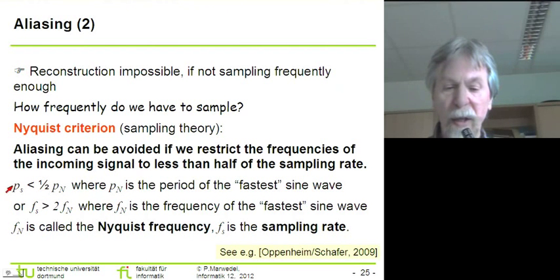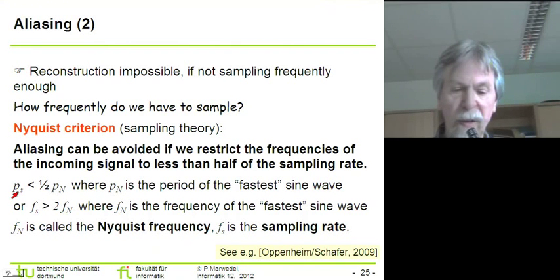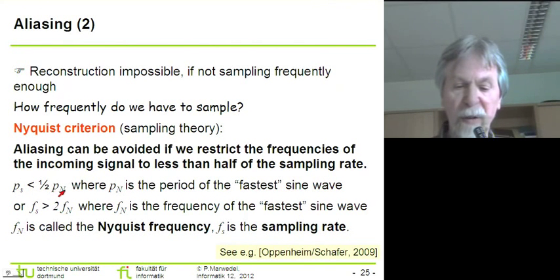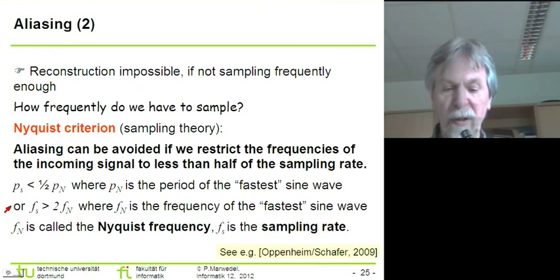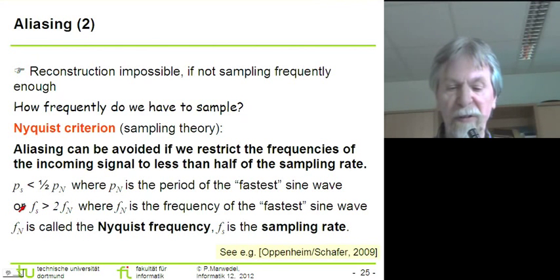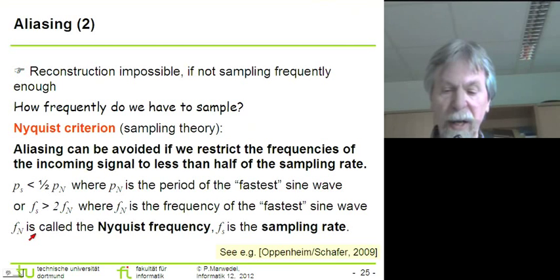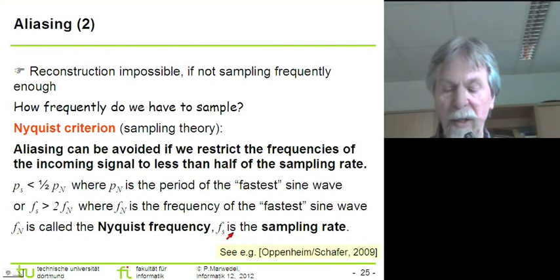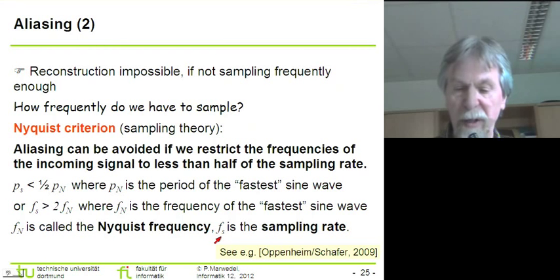That means the period of this sampling rate must be less than half of the period of the fastest sine wave that we have in our input signal, or phrased in a different way, the frequency of the sampling signal must exceed twice the highest frequency that we have available there in our input signal. This highest frequency that's available there in our input signal is called the Nyquist frequency, and the frequency that we're using for sampling is called the sampling rate.